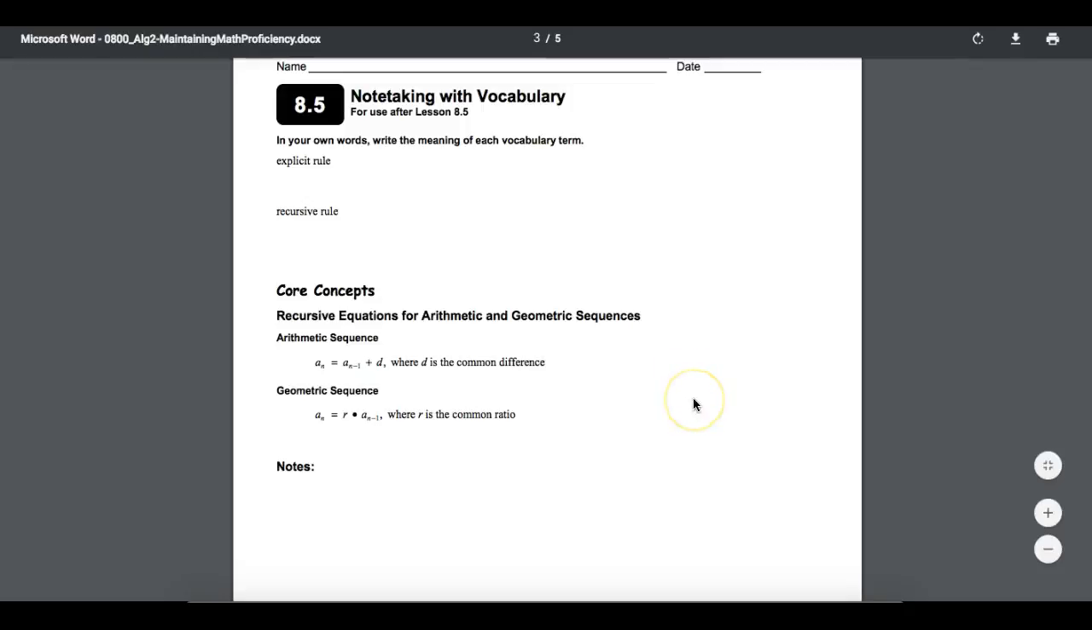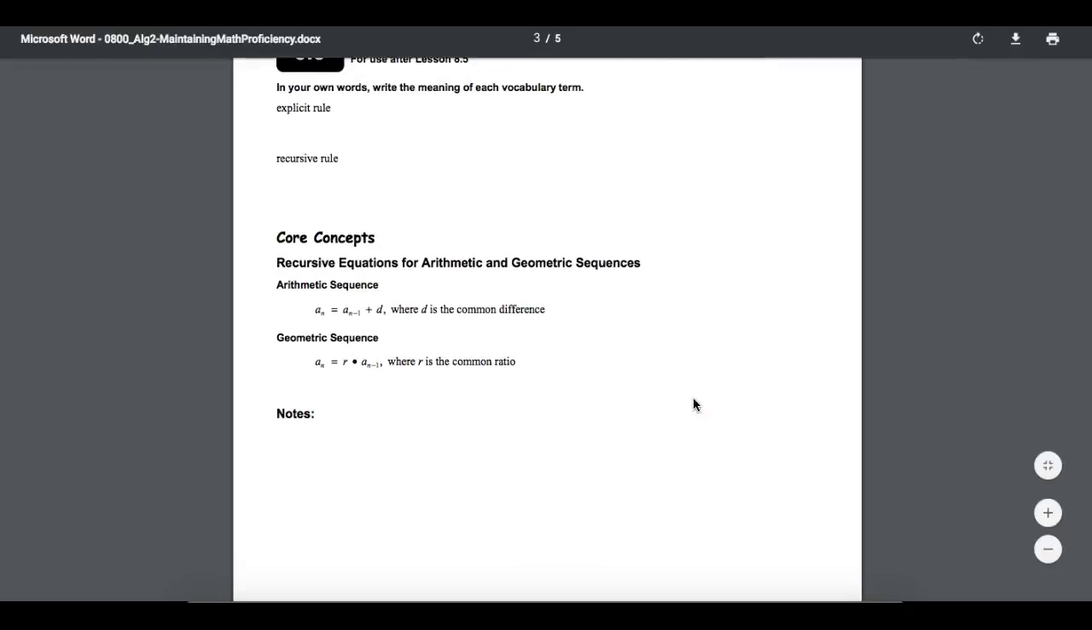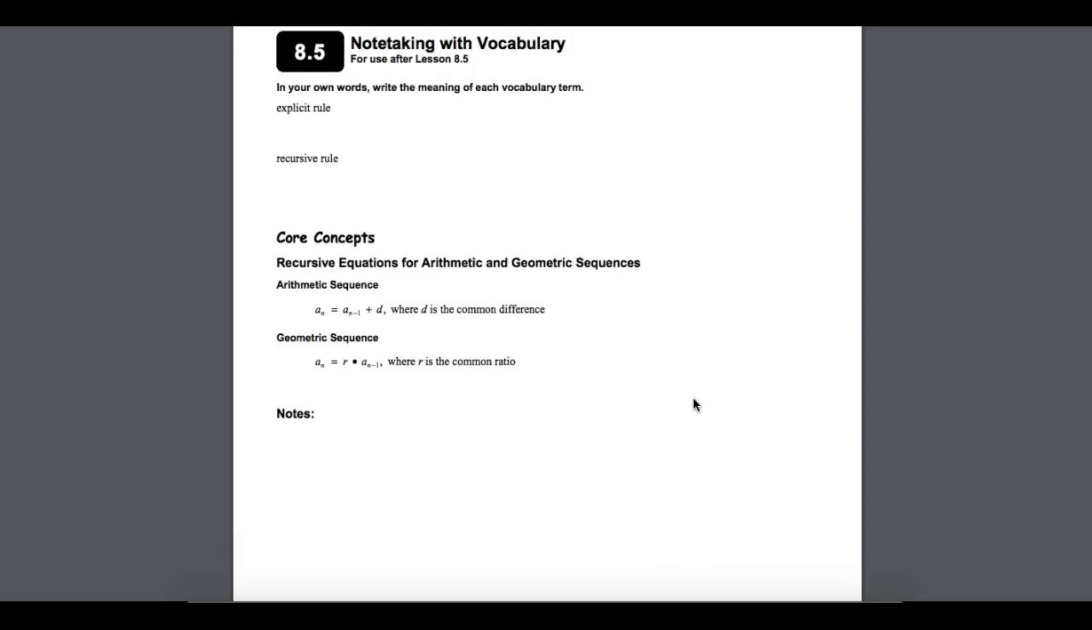In this section, we're going to be learning about recursive equations for both arithmetic and geometric sequences. Now, what recursive rules mean is we're going to be given the beginning term, and each next term in the formula is a rule based on the previous terms. So we're going to learn how a sub n is related to the terms before it, plus either a common difference or a common ratio.